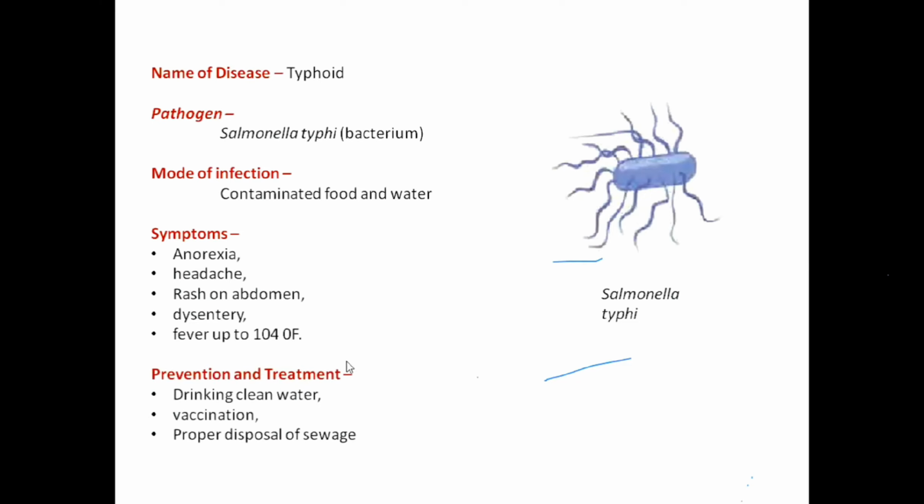As the mode of infection is contaminated food and water, the preventive measures must be drinking clean water, vaccination, and proper disposal of sewage, because sewage is also a mode of infection by which the pathogen of this disease can spread. So this is about typhoid.